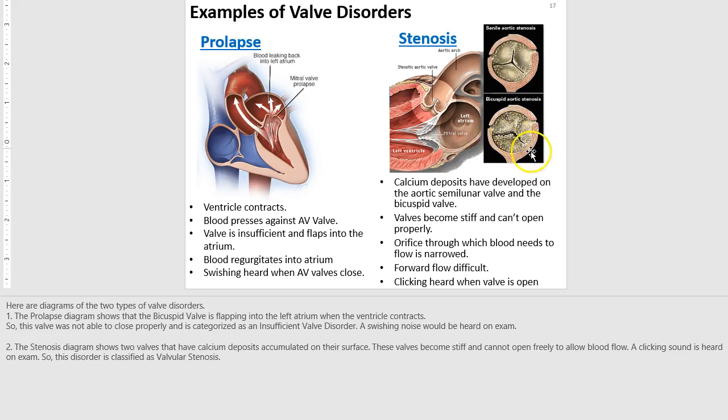The orifice, you can see here, that the blood has to get through, even when a chamber contracts, is so small that it makes forward flow difficult. So in this case, we've got a valve that won't open correctly. And so this disorder would be valvular stenosis. While listening to the heart with this kind of disorder, you would hear a continuous clicking sound when a chamber is contracting because the blood moves in spurts through this valve.